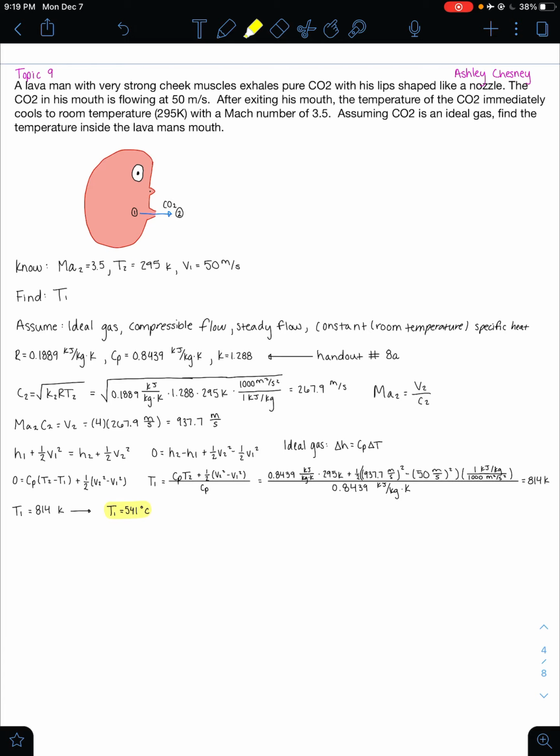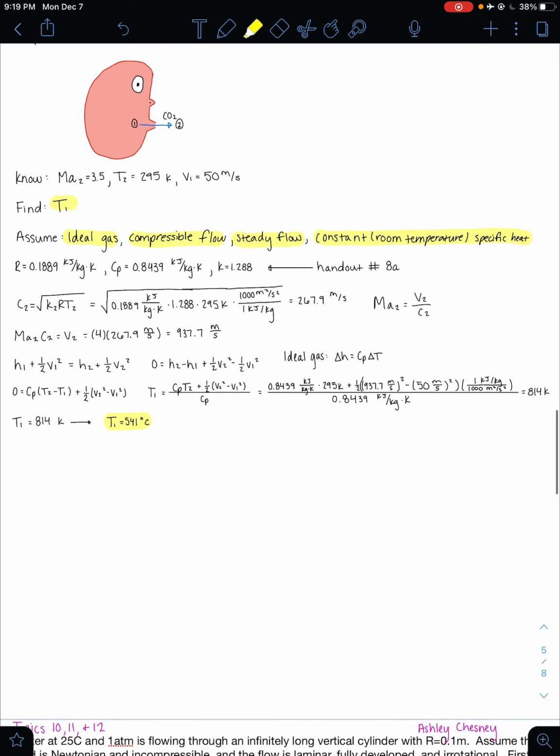For topic 9, which is compressible flow, we were determining the temperature inside of a man's mouth that is exhaling carbon dioxide at very high temperatures. So to do this, we had to assume that there was an ideal gas, but we're also assuming that the man's mouth is shaped like a nozzle. Compressible flow, steady flow, and constant specific heat at room temperature.